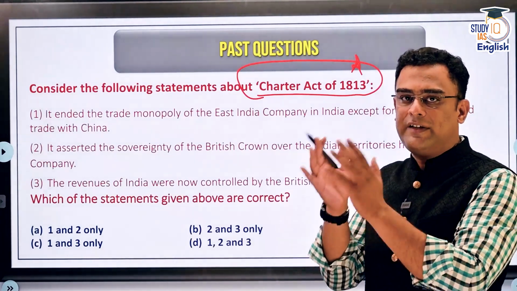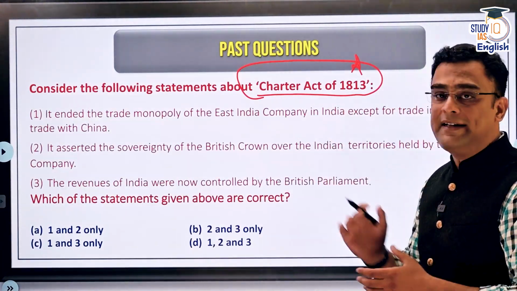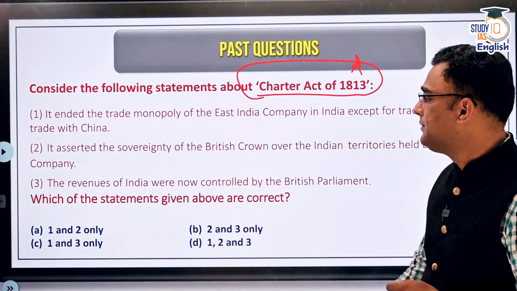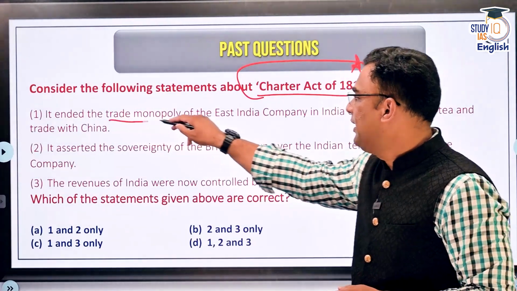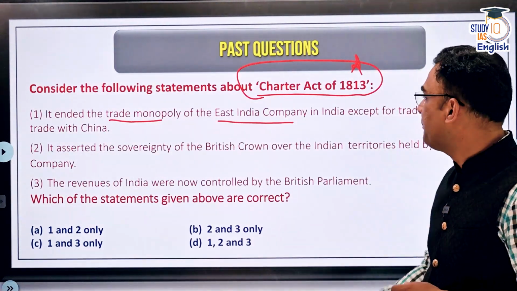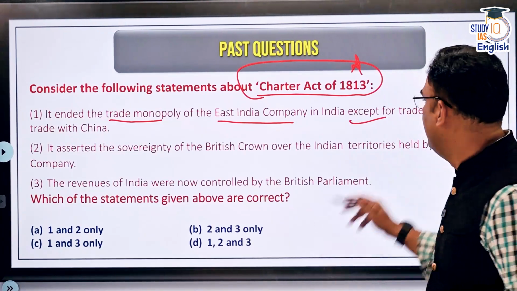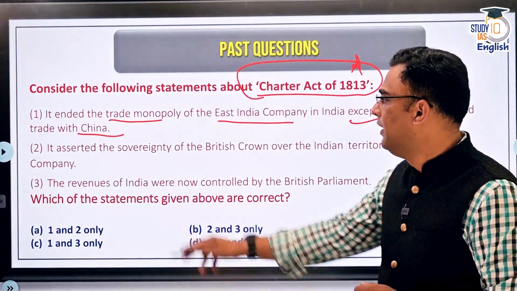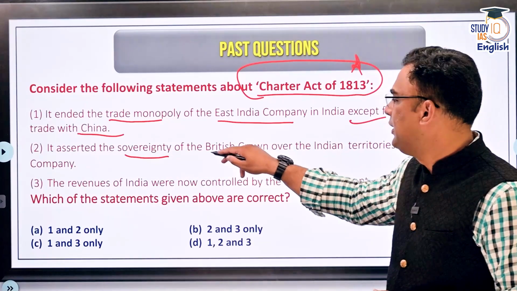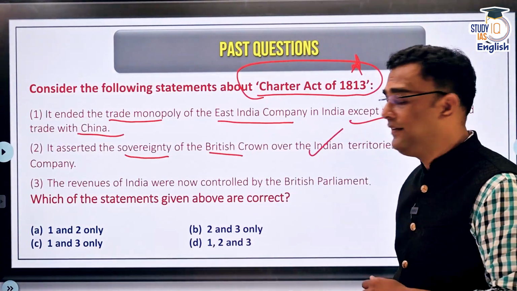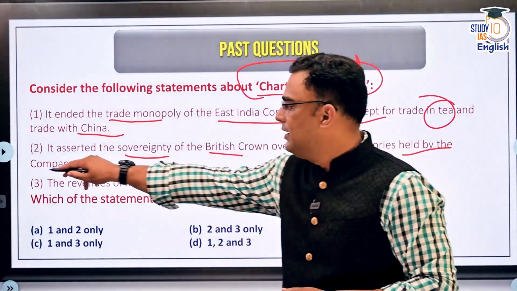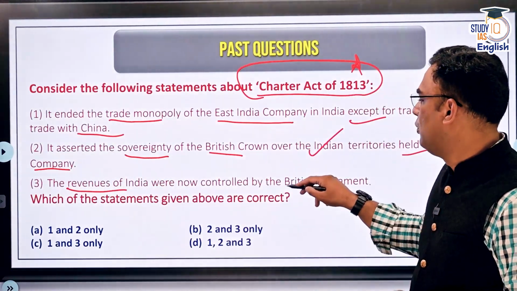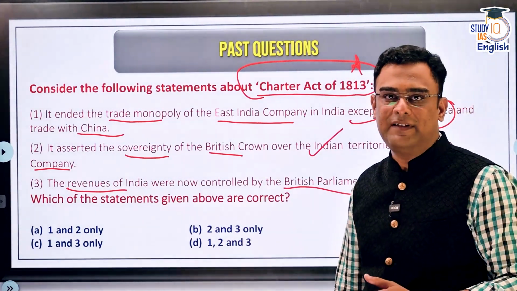And there are some acts which are really very favorite of UPSC. Charter Act 1813 is definitely a key area for us. Three statements are given over here. Statement number one: it ended the trade monopoly of EIC, East India Company, in India, except for trade in tea and trade with China. Statement number two: it asserted the sovereignty of British Crown over Indian territories held by the East India Company. And third statement: the revenues of India were now controlled by the British Parliament. These were the three statements that were given.